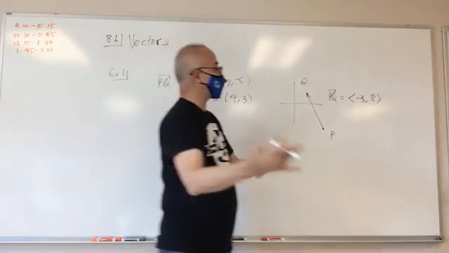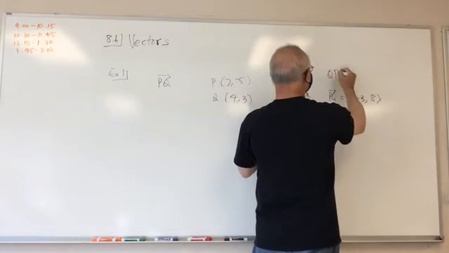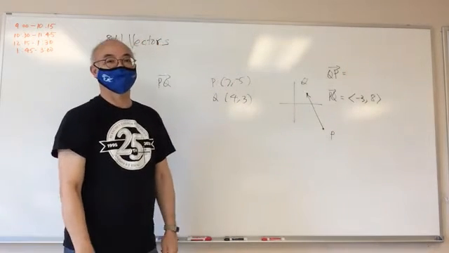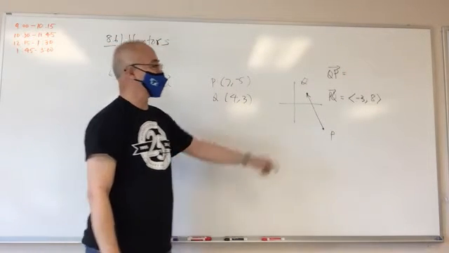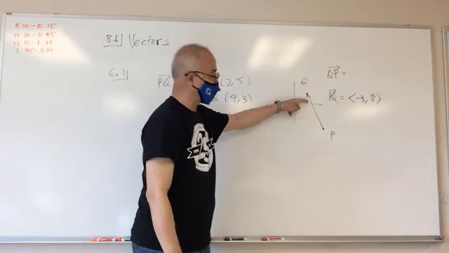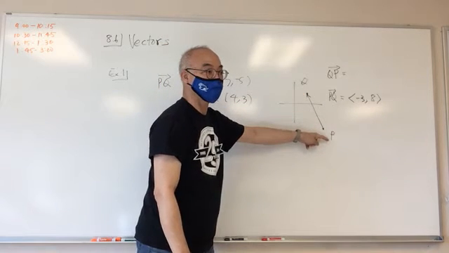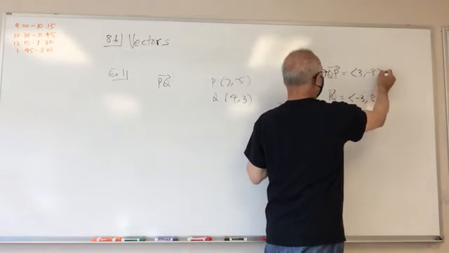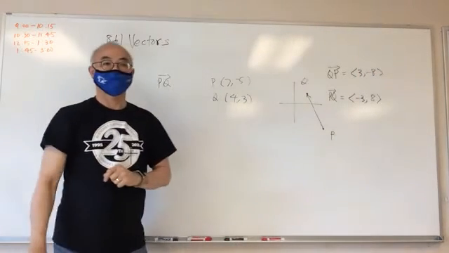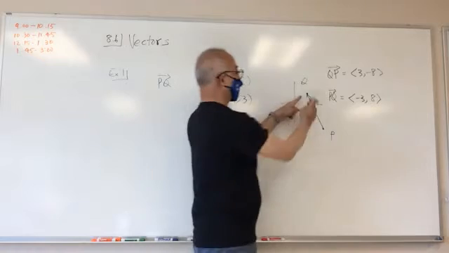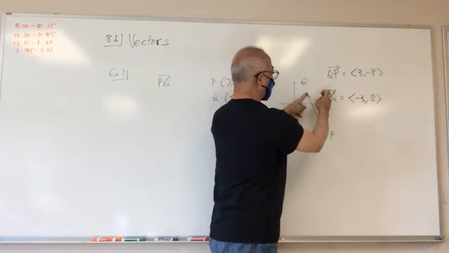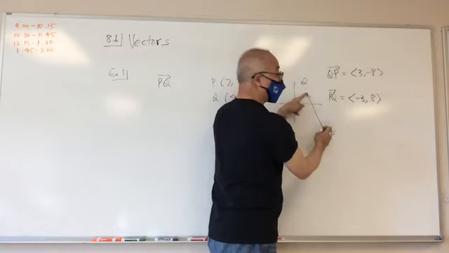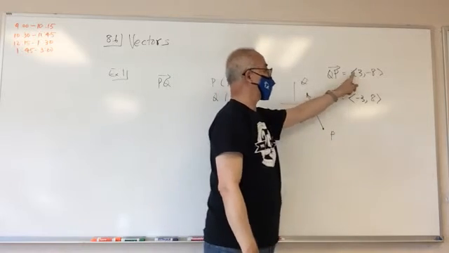What if I asked you QP? How would that be different? Now I'm starting from here, going that direction, right? Because I'm going from here in the X direction over here, plus 3. Then I'm going down 8, right? Because I'm going from here down this way. So you would just basically put in the negatives on both.